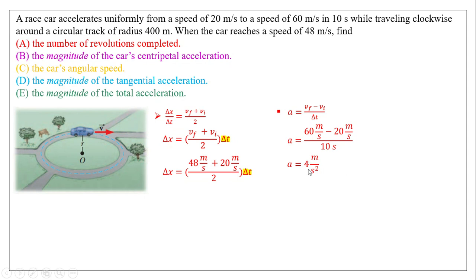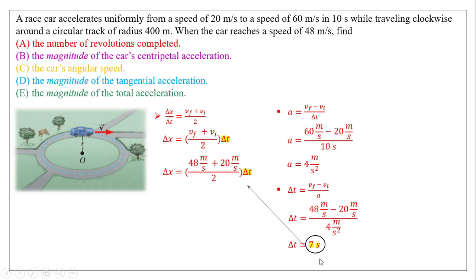Well, what do we do with this information? Once we know a, we can find how much time it would take to reach a speed of 48 meters per second starting from 20. I'm going to apply the same function that I did here, except instead of finding a, now I know what a is. I just need to find the time it takes for the car to go from 20 meters per second to 48 meters per second. Vf is 48, Vi is 20, the acceleration I just calculated is 4. 48 minus 20 is 28, 28 divided by 4 is 7. So the time it takes for the car to accelerate from 20 to 48 meters per second is simply 7 seconds.